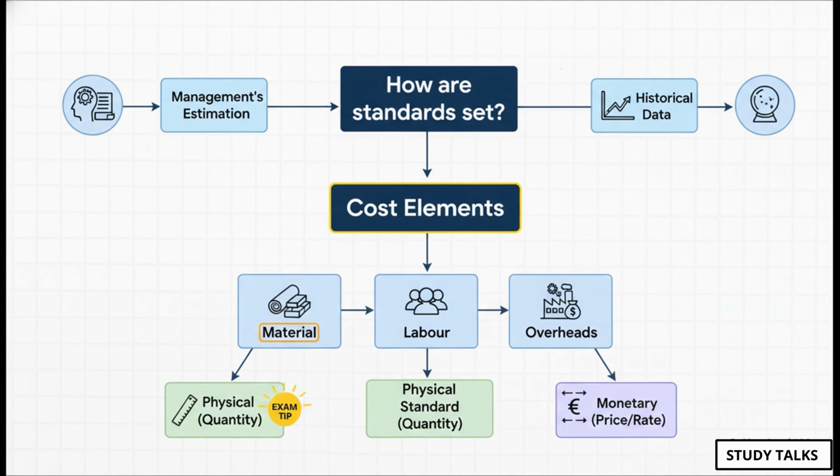You don't just pull a standard out of thin air. It's a whole process. It's based on estimates, engineering specs, historical data, and what you think is going to happen in the future. And this is crucial. You set a standard for every single cost element, material, labor, overheads. And for each of those, you set 2 standards. One for quantity, like kilograms or hours, and one for price, like the rate per hour.